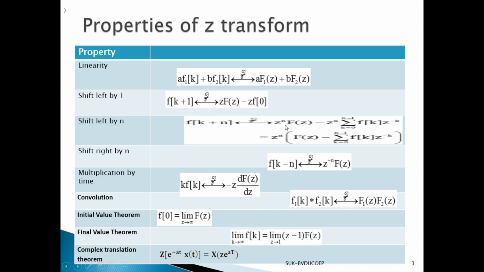Fk plus n, z raised to n Fz minus z raised to n summation k equal to 0 to n minus 1 fk z raised to minus k. The significance of this shift means changing the sequence from 0 to 1, 1 to 2, similar to your difference, d by dt type. Shift 1 division left or shift 1 bit right side, 1 pulse right side. So this is like this, fk minus n, z raised to minus n Fz.